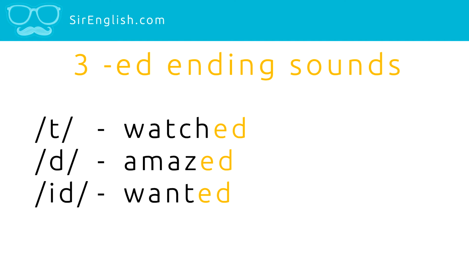So when a verb ends in ed, we usually have these 3 sounds coming at the end. The t sound, in this example, watched. The d sound, for example, amazed. And the id sound, in this example, wanted. So those are the 3 sounds we have for ed endings. Let's go into the first sound in more detail.